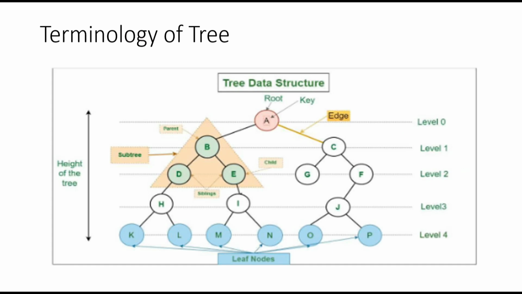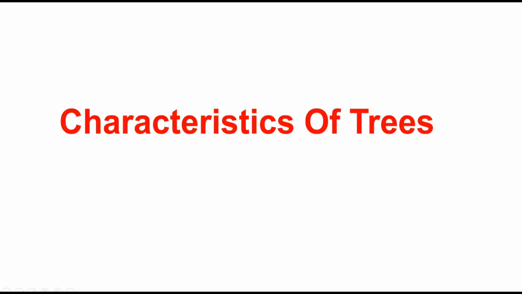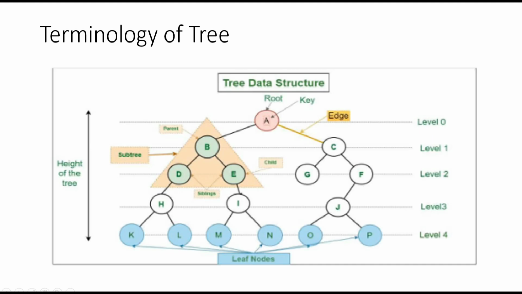Next we move on to the characteristics of a tree. Before we go into the characteristics, we need to understand what a parent, subtree, child, siblings, leaf node, root and edges are. A connection between two nodes is called an edge. We already know about edges. A collection of entities is called nodes. So, what is a child? A child is a node that has a parent. All nodes except the root node are child nodes. Nodes that belong to the same parent are called siblings.